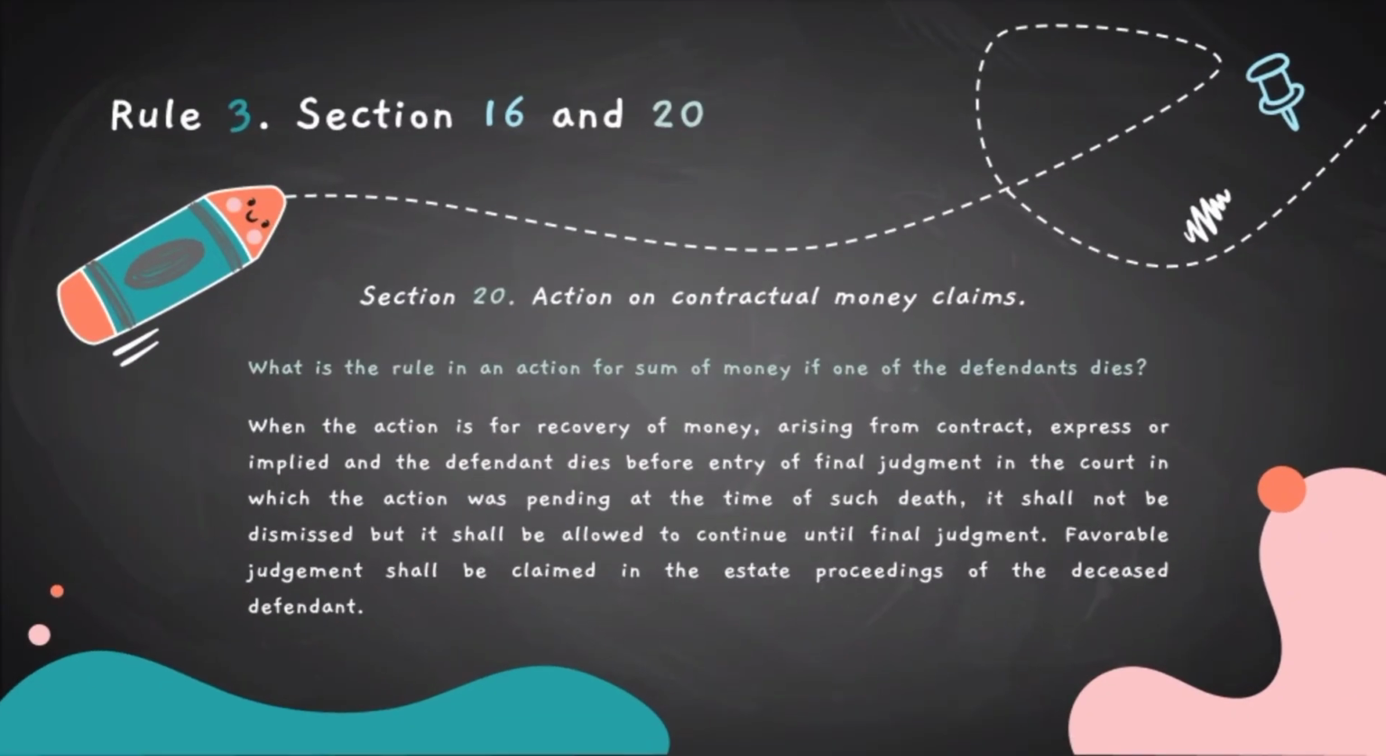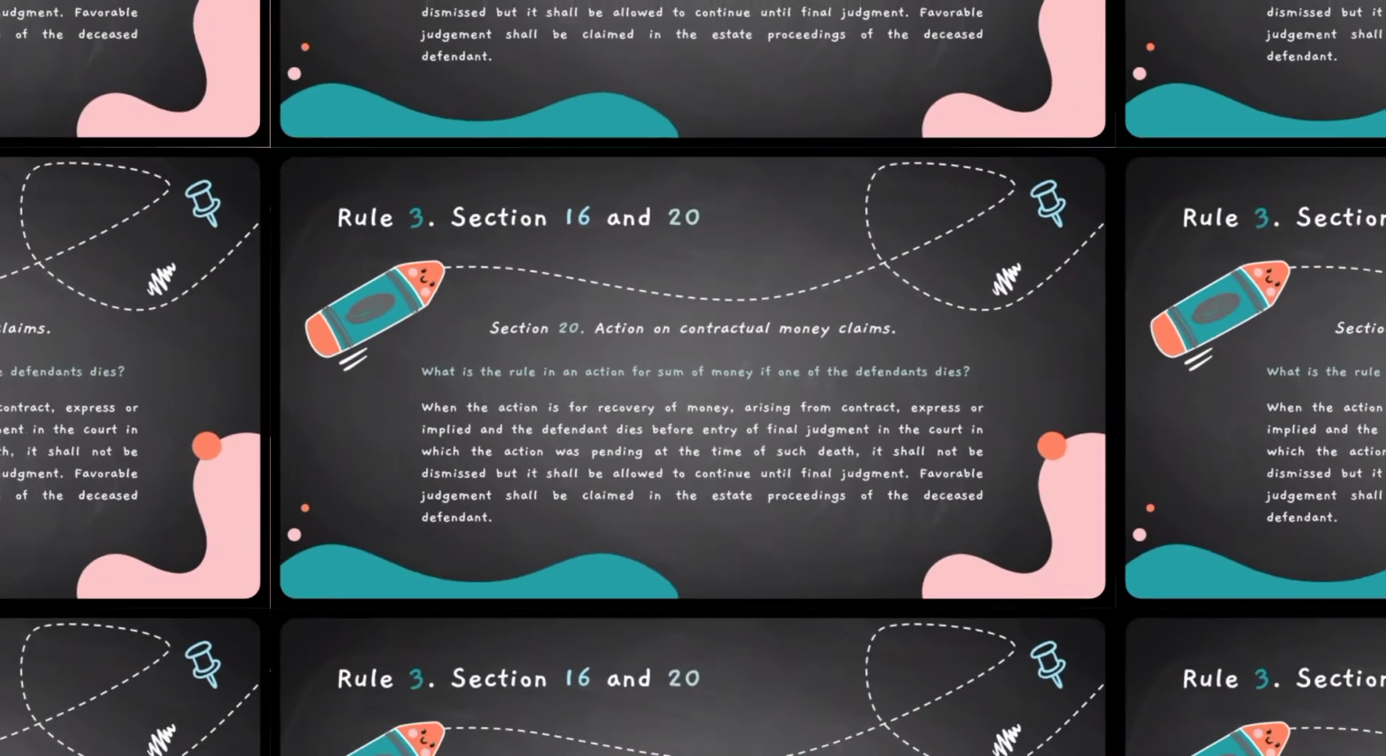Section 20. Action on contractual money claims. What is the rule in an action for sum of money if one of the defendants dies? When the action is for recovery of money arising from contract, express or implied, and the defendant dies before entry of final judgment in the court in which the action was pending at the time of such death, it shall not be dismissed but it shall be allowed to continue until final judgment. Favorable judgment shall be claimed in the estate proceedings of the deceased defendant.